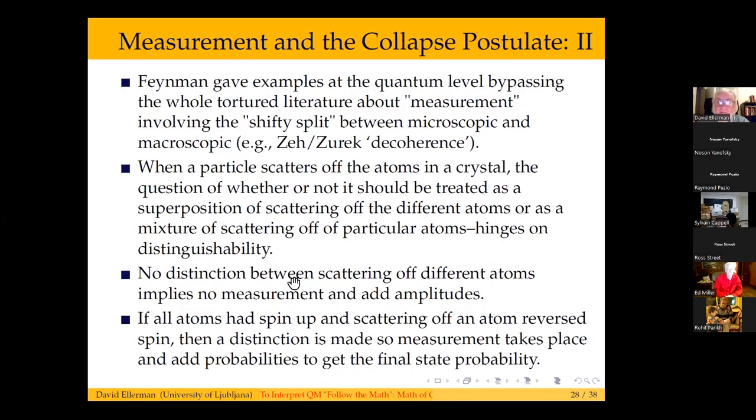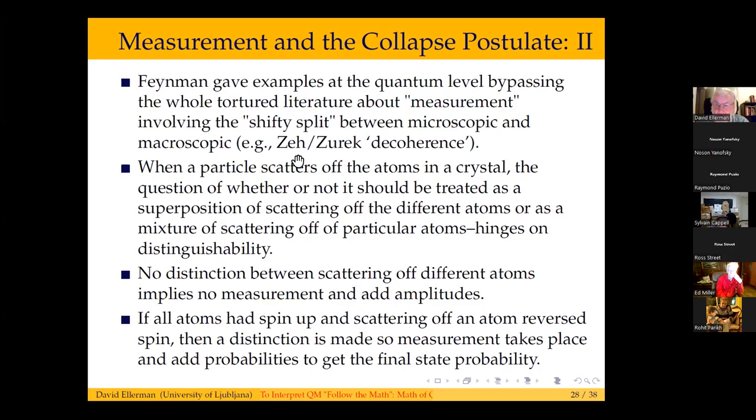And this bypasses the whole tortured literature about measurement involving the shifty split between macro and micro and the Zeh-Zurek decoherence and all that. Which is kind of funny because, see, Feynman made this joke about philosophers of physics. He says that physicists need philosophers of physics the way birds need ornithologists. In other words, birds apparently don't. But yet Feynman himself actually gave examples that blow some philosophical views out of the water.